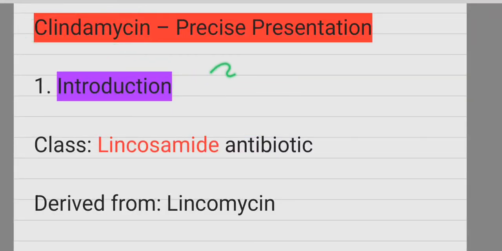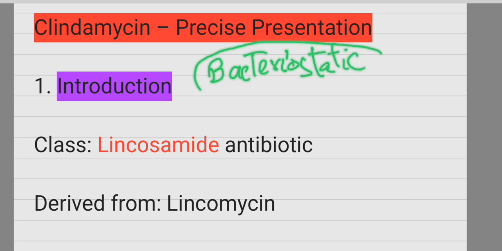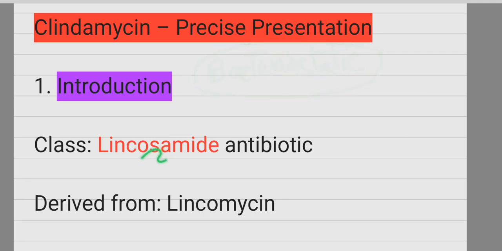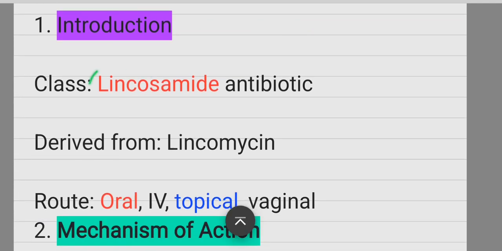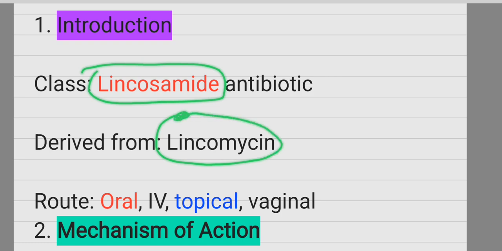In this video I will discuss clindamycin. So clindamycin is a bacteriostatic antibiotic. That is, it does not kill bacteria but inhibits their proliferation, and in this way it is used as an antibiotic. It belongs to a class of Lincosamide antibiotics and it is derived from Lincomycin, but these things are not very much important.